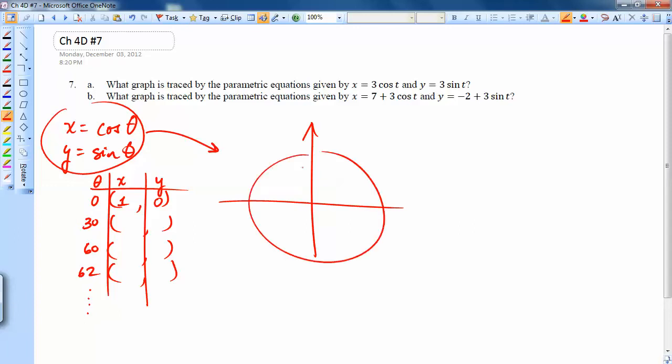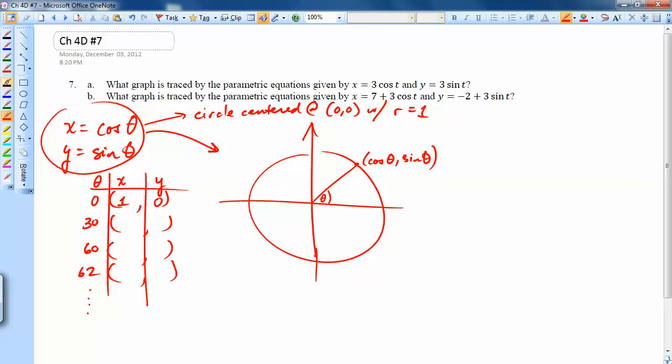Remember, cosine theta and sine theta represent any point on the unit circle. So if you plot all the different thetas, you're going to get the unit circle. So this set of parametric equations represents a circle centered at 0, 0 with radius equaling 1.